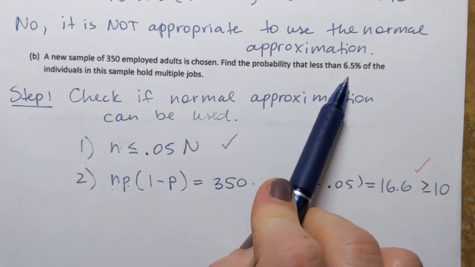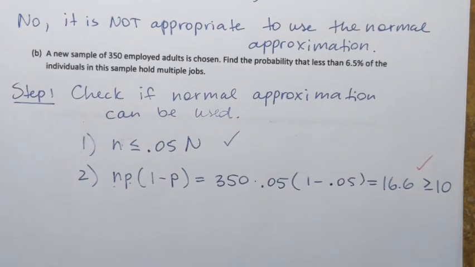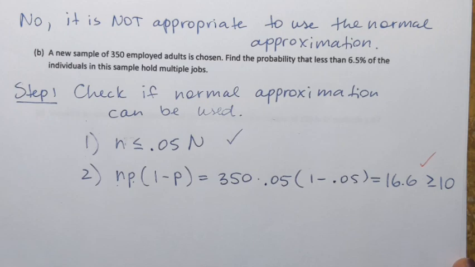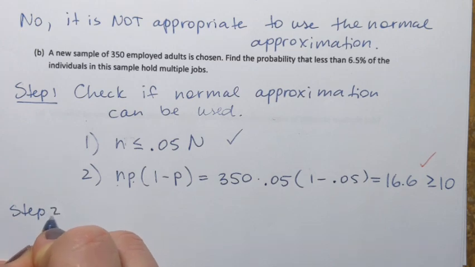approximation to answer that question, and we can use either a z-table and do it by hand, or we can use the normal CDF function on the calculator. That's how we'll do it. But to use either one of those, we have to know the mean of the distribution and the standard deviation of the distribution, right? So step 2 will be to find the mean and the standard deviation.